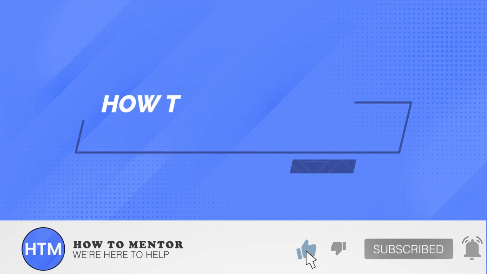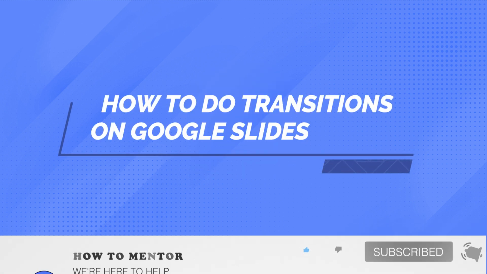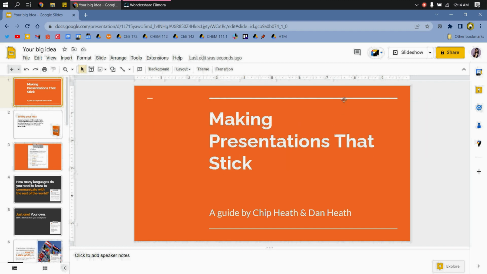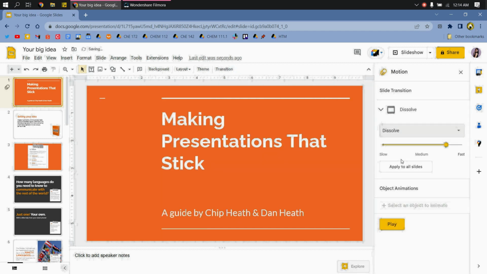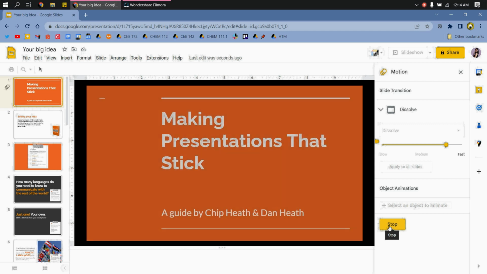In this video, I will show you how to do transitions on Google Slides. So on your Google Slides, click here in the toolbar, transition, and then here you have a lot of options. I will use dissolve. You can also apply it to all slides, and you can test the transition.